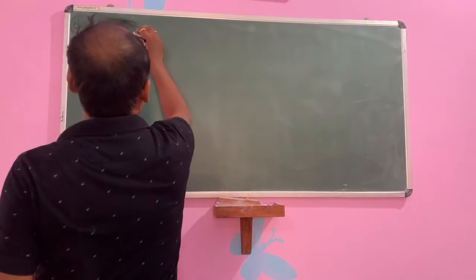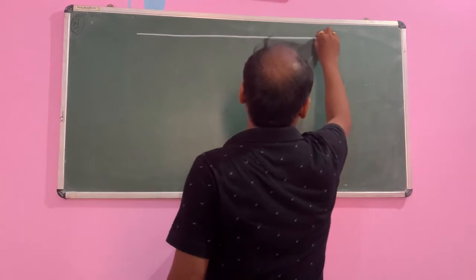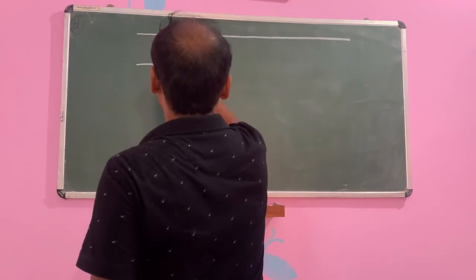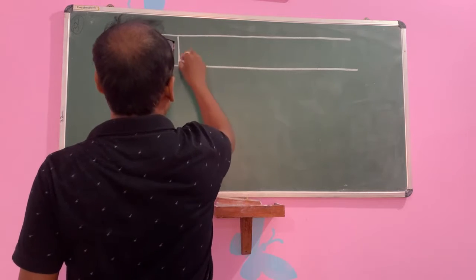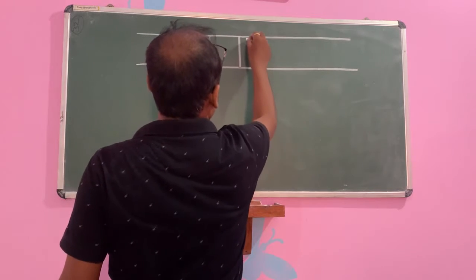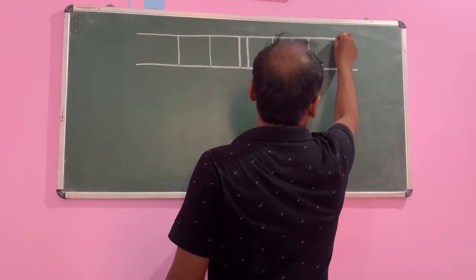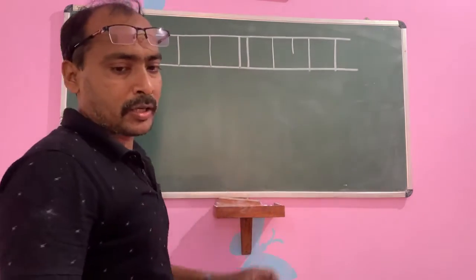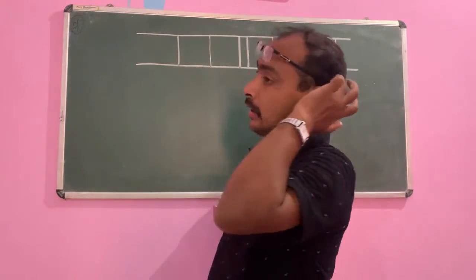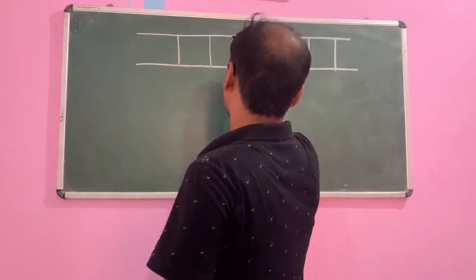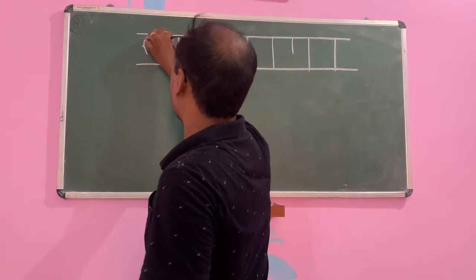Suppose in your book the diagram is given. Also I will share you the notes. For your understanding, I am drawing on the board. First is gamma ray, then X-ray, then ultraviolet, UV. This is your X-ray. This is your gamma ray.